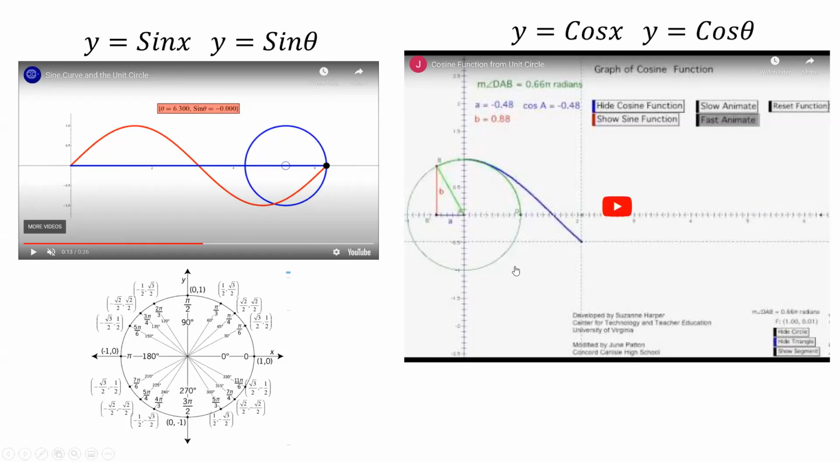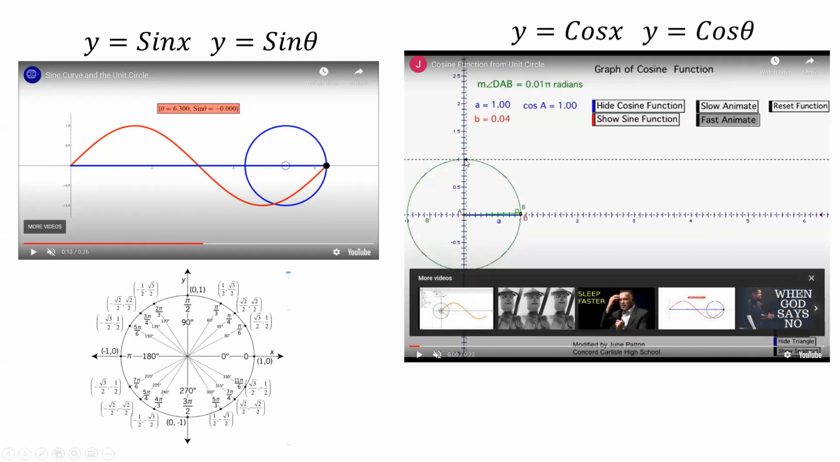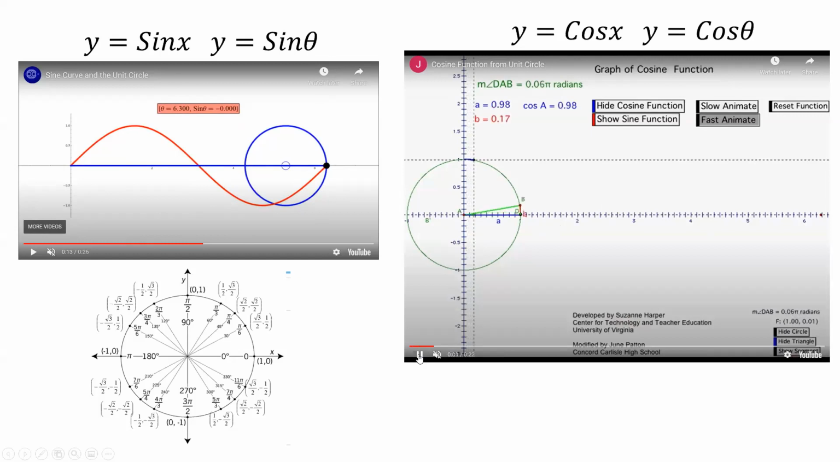Okay, that's the sine. Now let's talk about the cosine. Remember, when we're talking about cosine, we're talking about the x value. Okay, so when you think about that very first quadrant point, what is the x value at 0 degrees? The x value is positive 1. So your graph is going to start up here. What happens as we go to 90 degrees? Our x value actually goes down to 0.